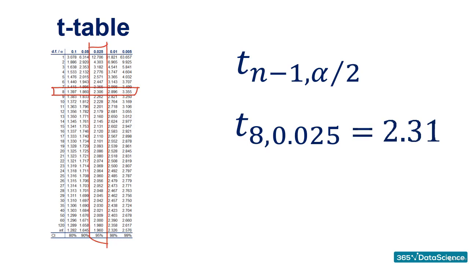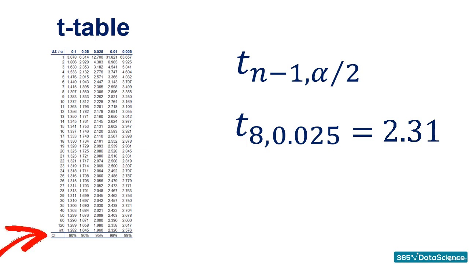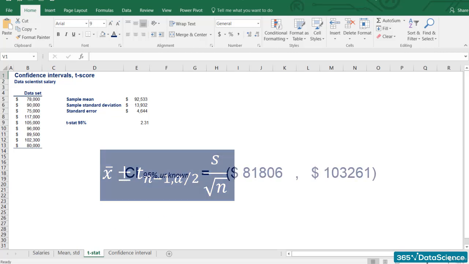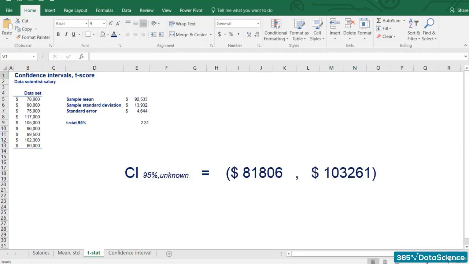Great! Note that some t-tables you will find in books or online, like this one, have a CI row. The abbreviation stands for confidence interval. Instead of finding alpha, we can just check the 95% confidence interval and get the same result. Easy. Okay. We have all the information needed, so we just plug in the numbers. What we get is a confidence interval from $81,806 to $103,261.